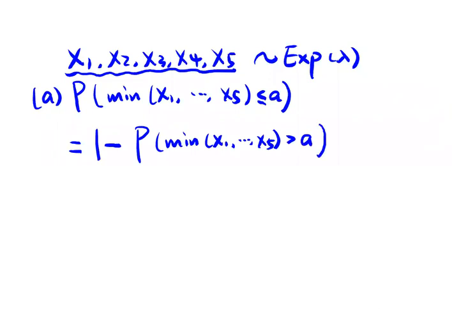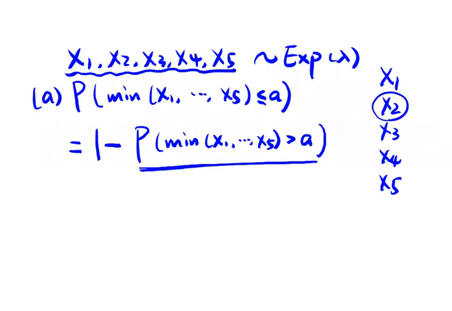Okay, so the minimum, because you have 1, 2, 3, 4, 5. Say if x2 is the minimum, then you need to find the probability that x2 is the smallest and it is less or equal to a. It is hard. But if you consider the complement, which is saying that if the minimum of them is greater than a, then the complementary event of that will be the minimum of them going to be smaller or equal to a.